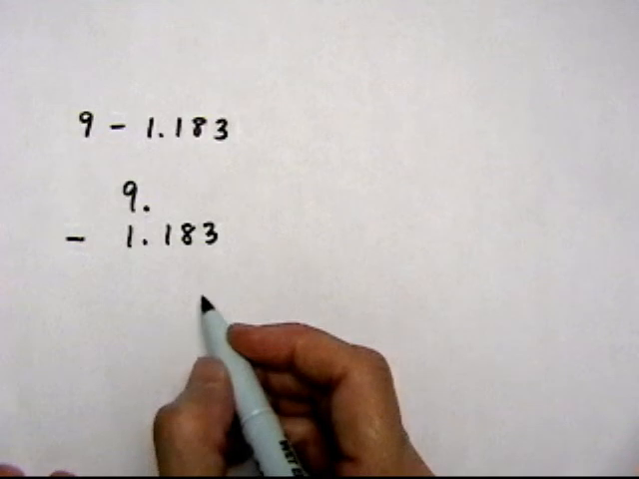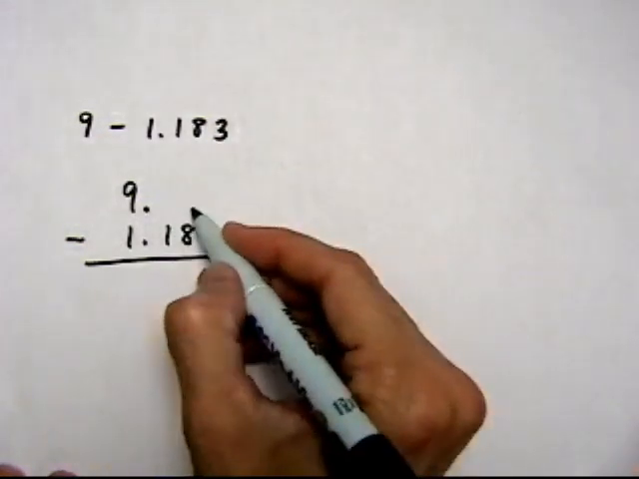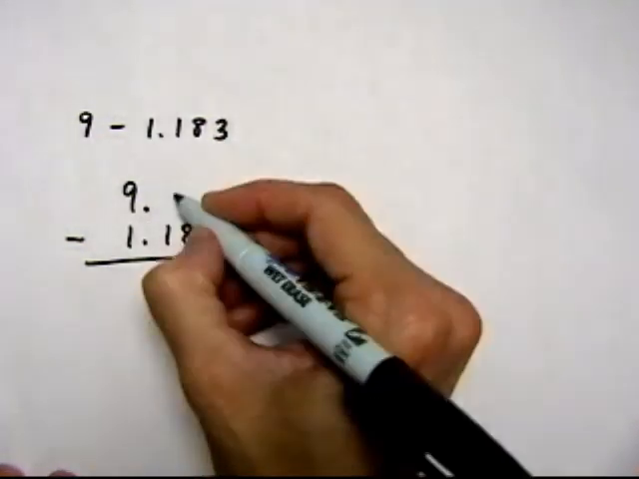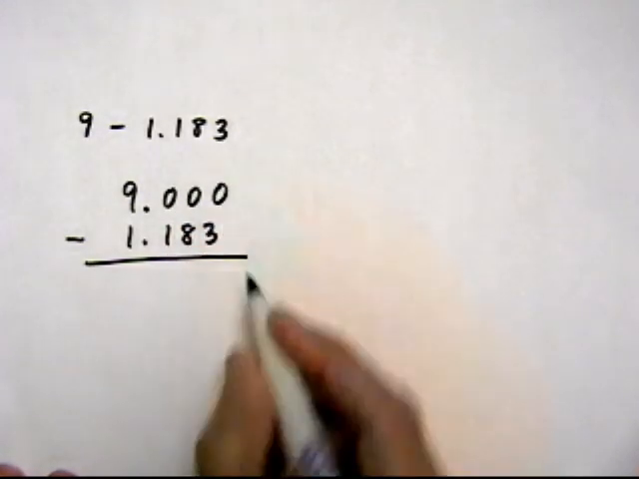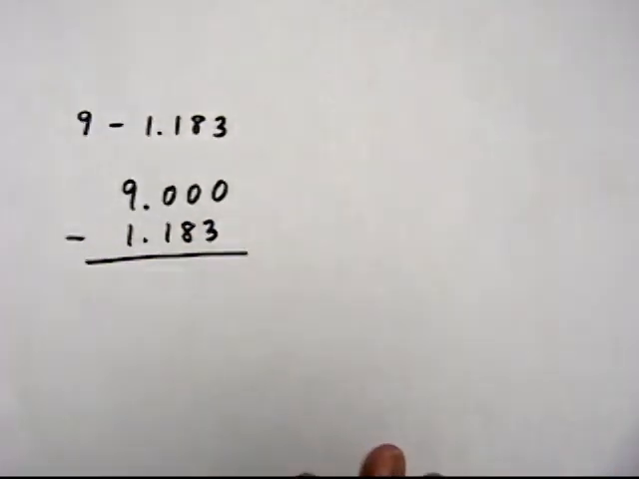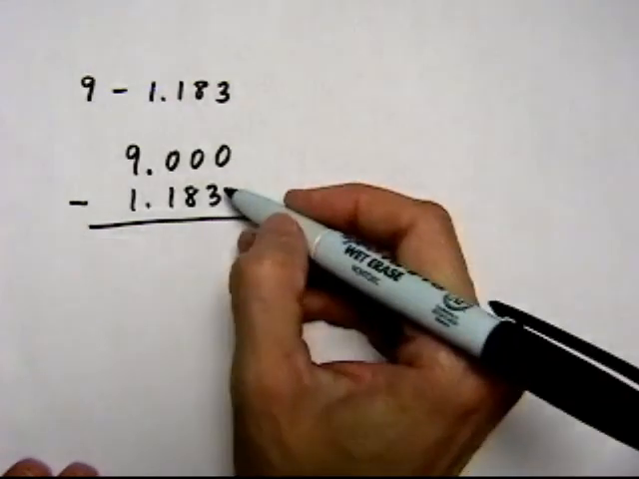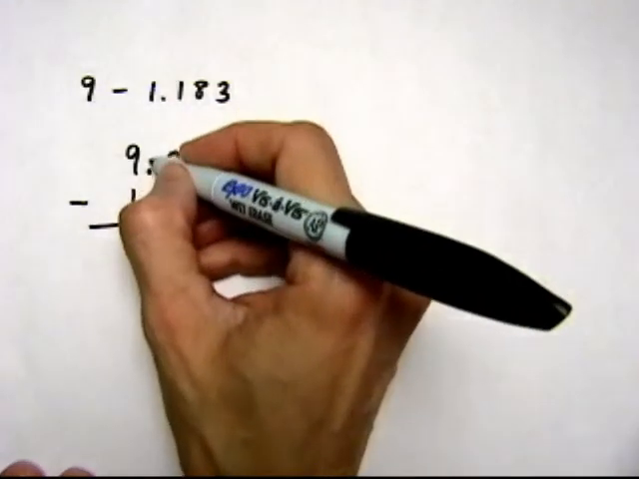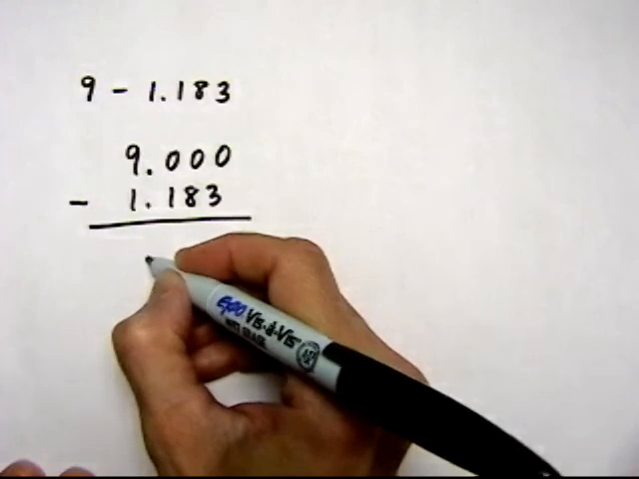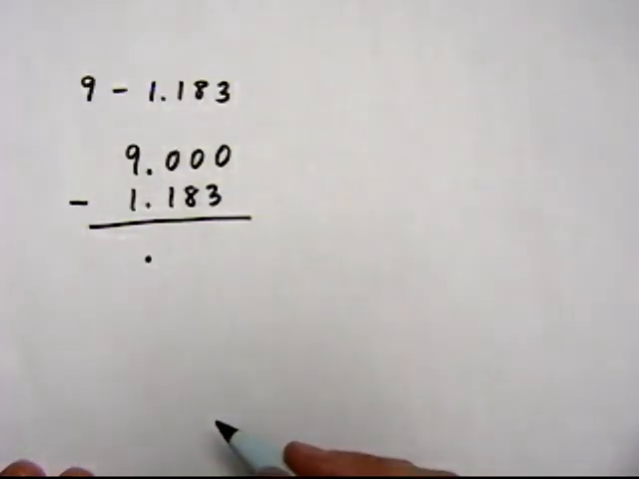So what I'm going to do is fill these empty spaces to the right of the decimal point from 9 with zeros just to fill the empty spots. And now I go ahead and subtract. Well, first of all, actually, let's drop that decimal point in the answer because we know it's going to line up. And then we can ignore it.